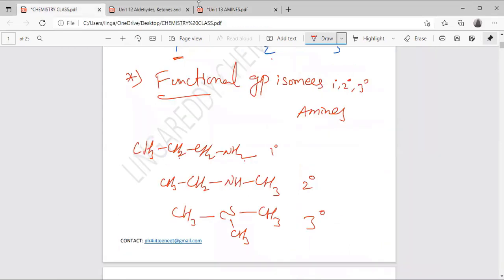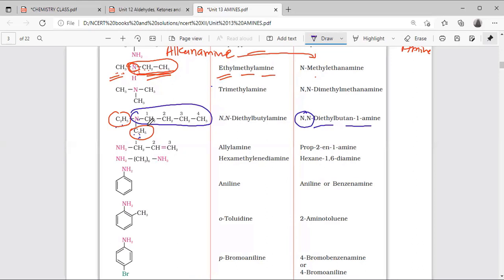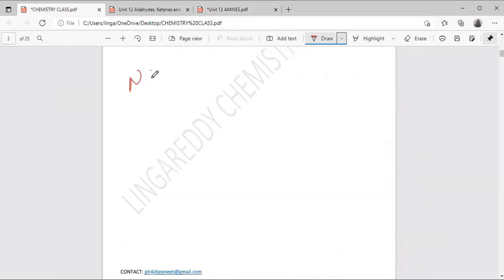So on nitrogen, how many other bonds can we make with carbon? Only 3. On nitrogen only 3 bonds are there, because nitrogen's atomic number is seven. Nitrogen: 1s2, 2s2, 2p3. This is the helium core, then 2s2, 2p3.